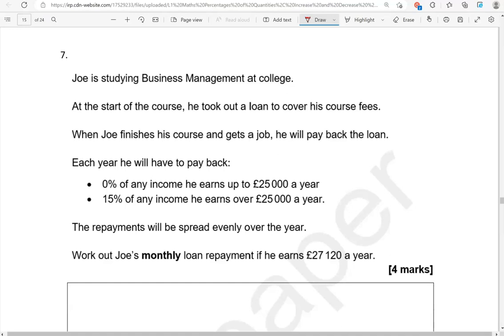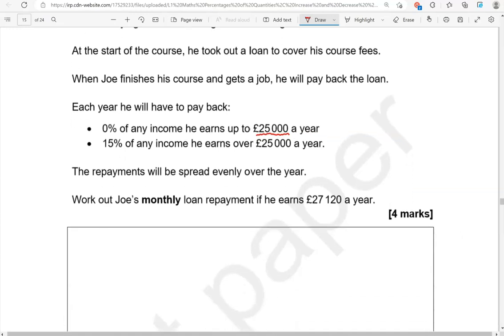£27,120 a year. So up to £25,000 a year, there will be no amount to be paid back. So what we're going to do is 27,120 take away 25,000, which gives us £2,120.